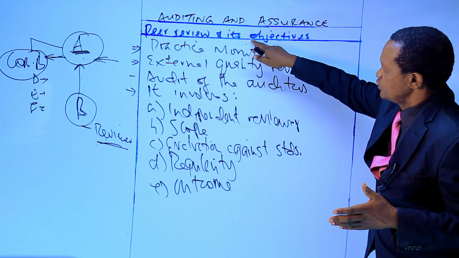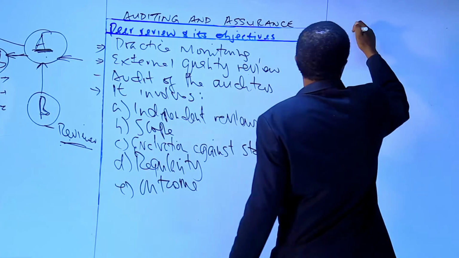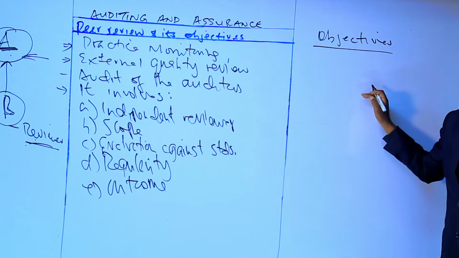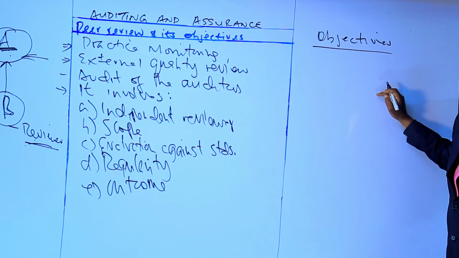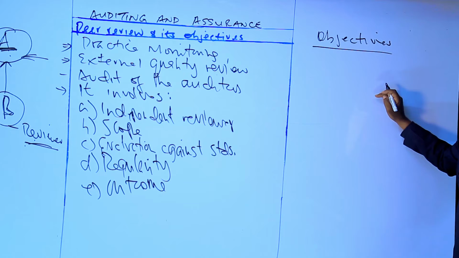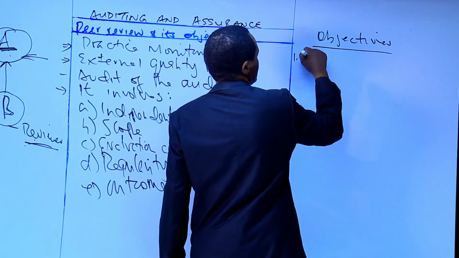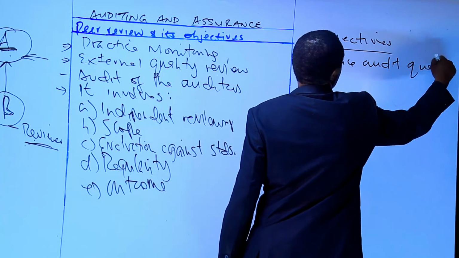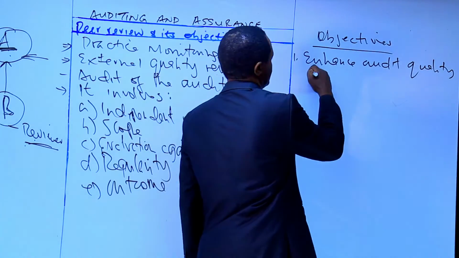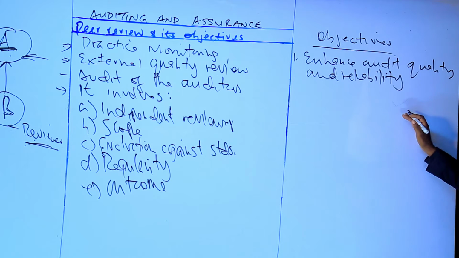Let's move to the second part of the lesson, objectives. What are the objectives of peer review? What do you think, candidates? Now, the primary objectives of peer review are rooted in enhancing audit quality and serving public interest. So the first objective is to enhance audit quality and reliability.